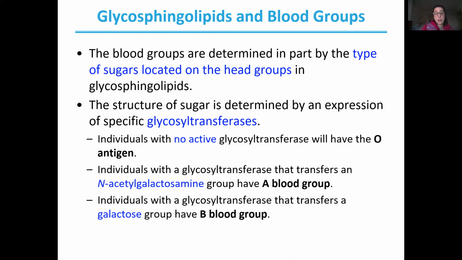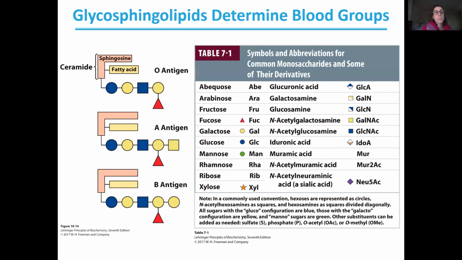The actual structure of the sugar is determined by a particular enzyme, a glycosyltransferase. Essentially, if you have no active glycosyltransferase, you'll have an O antigen. If you have a glycosyltransferase that transfers a sugar called N-acetylgalactosamine, you'll have A group. And if you have instead a glycosyltransferase that transfers on a galactose, you'll have a B group. So I'll show you what that looks like.